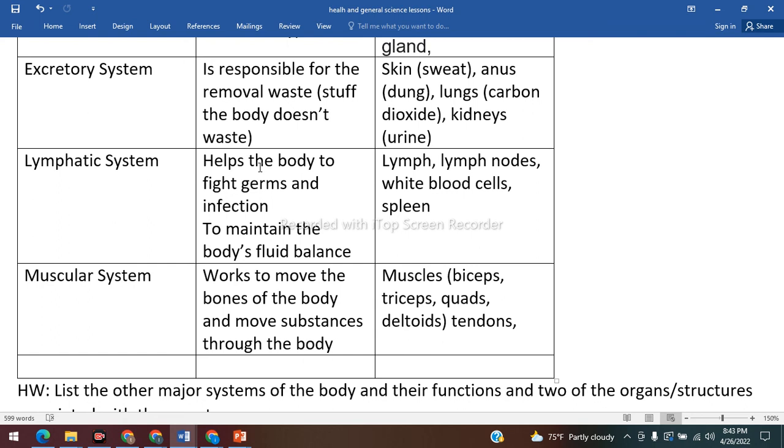Very good. What internal organ does the ribcage protect? The heart and the lungs. Very good. What internal organ does the cranium protect? The brain. Very good. So you have these structures in the skeletal system. They have to protect the internal organs.